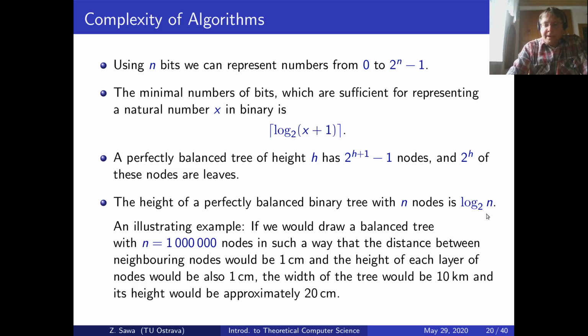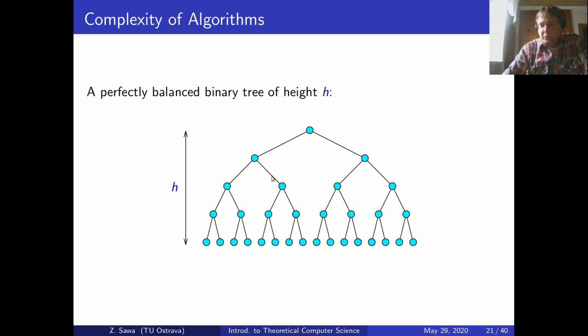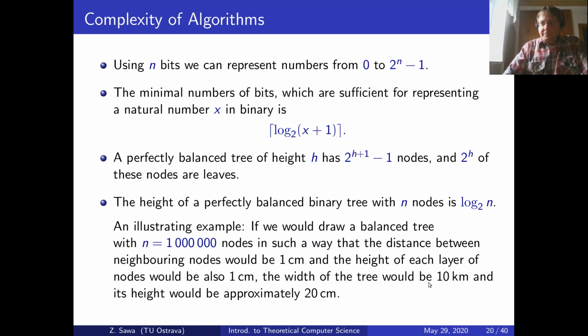So maybe this picture of such a small tree could be a little bit deceiving, because it seems that there is no so big difference between the height of the tree and the width of the tree, the number of nodes here. But just to give you some more illustrating picture of this big difference, because the height of the tree is approximately a logarithm of the number of nodes in the tree.